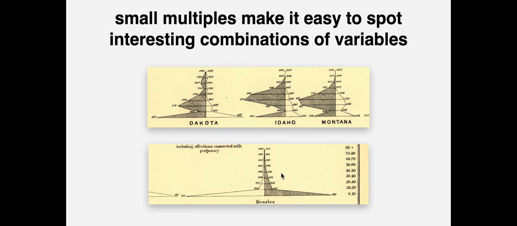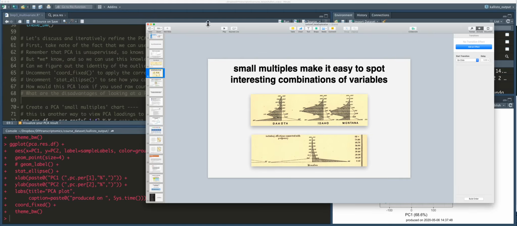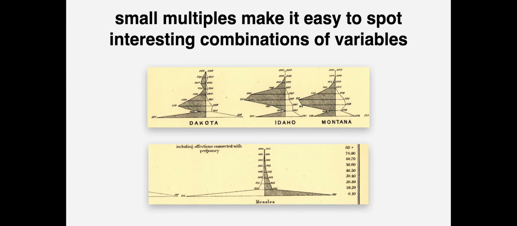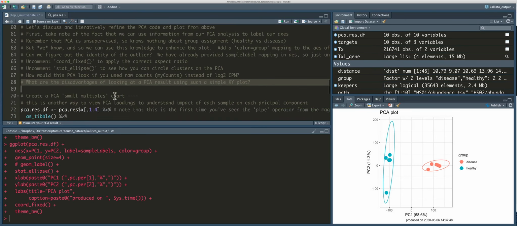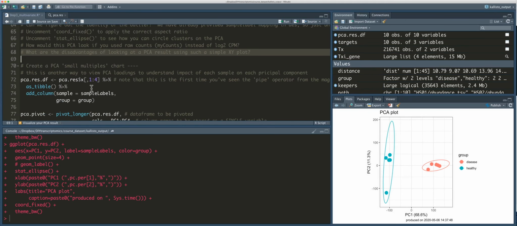Okay, so great. How do we think about making a small multiples graph? I'm just going to go back to RStudio here, and that takes us to our next code chunk, which is producing this small multiples plot. The way we're going to do that is still relying on pca_res$x, but we don't need small multiples for all 10 principal components.